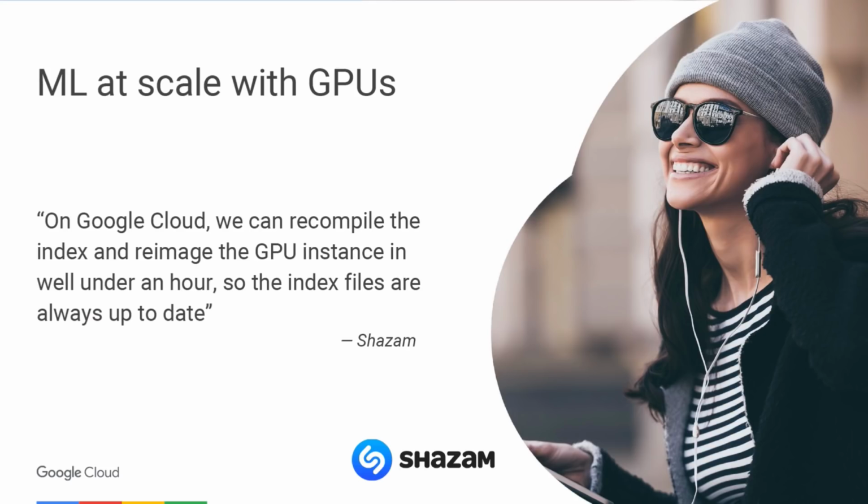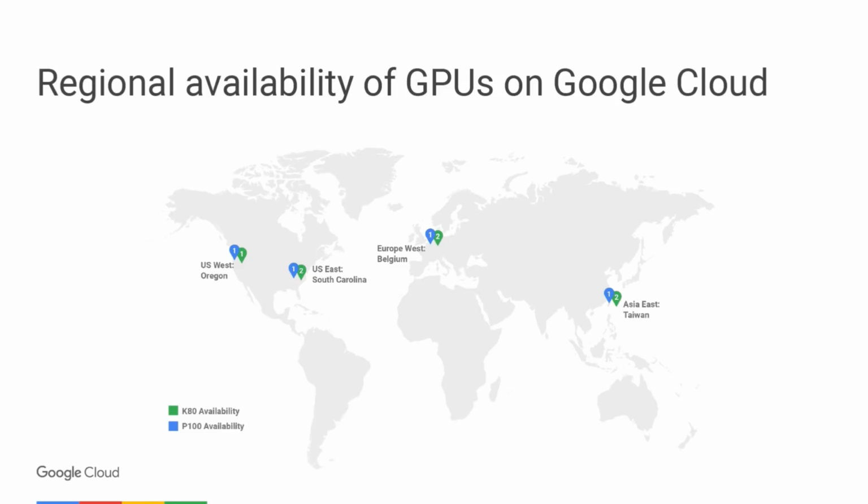So one example of a company that's using machine learning on GPU instances in Google Cloud is Shazam. And they were able to recompile the index and reimage the instances in well under an hour now using GPUs on Google Cloud compared to their earlier on-prem system. And so the index files are now always up to date, and that's been a big improvement for them. GPUs are available in Google Cloud in 4 regions: US West, US East, Europe West, and Asia East, both K80s and P100s.